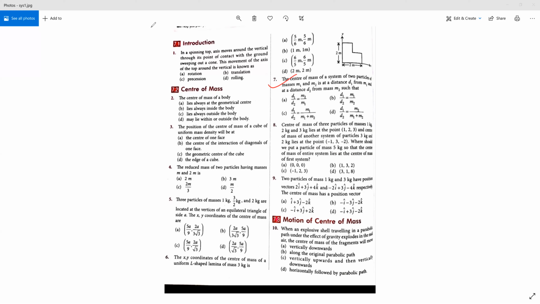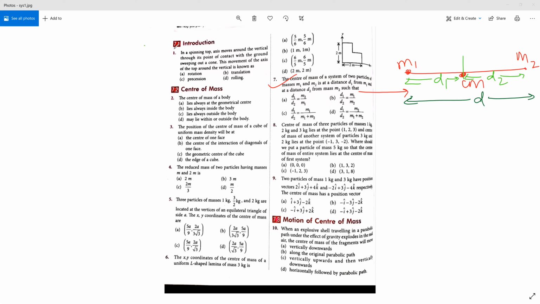This is the diagram for solving the seventh one. Let us consider two masses located at certain points, m1 and m2, and this is the center point of m1 and m2. Center of mass is the point where the whole mass of the body is concentrated. m1 is located at a distance of d1, and m2 is located at a distance of d2 from the center point, and the total distance is measured as d here.